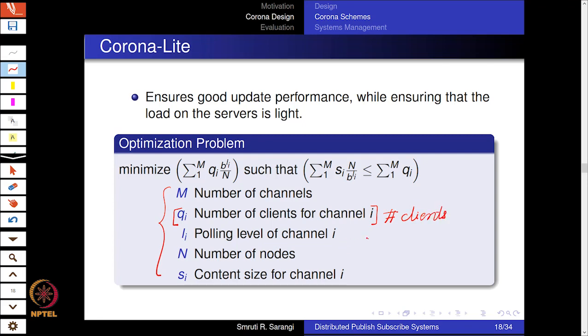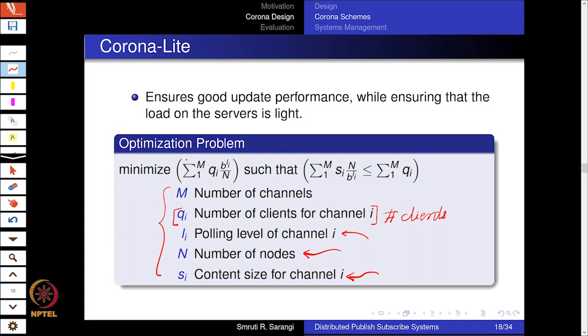Li is the polling level of channel i, N is the total number of nodes, and Si is the content size for channel i, of course appropriately normalized. This is important, and this is not something that the paper stresses, but it's important for me to stress that it has to be appropriately normalized. So it's a normalized content size for channel i.